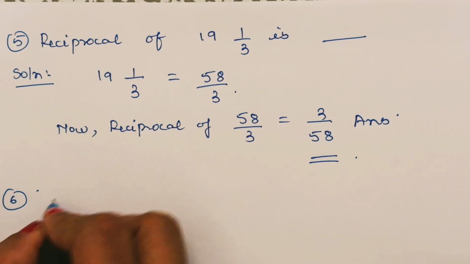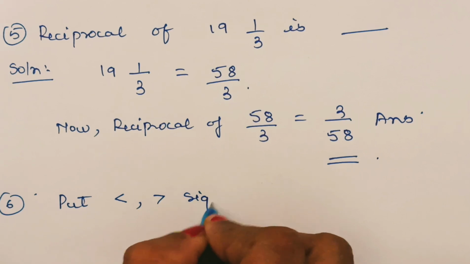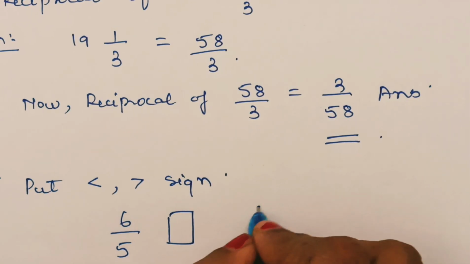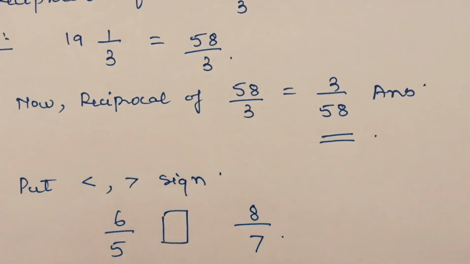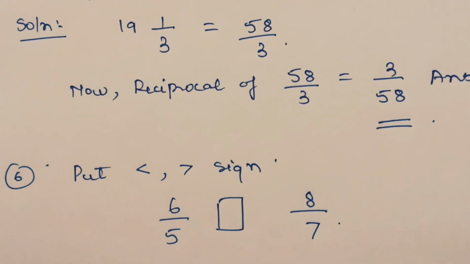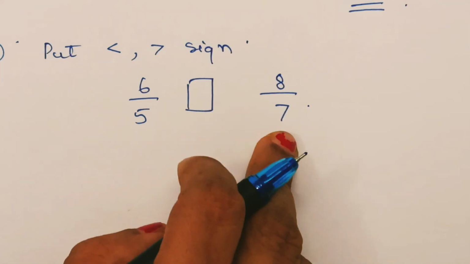Sixth one, put, or you can say compare. Let's see how to do. 6 by 5 box 8 by 7. When you see such sums, what you have to do? You have to cross multiply.